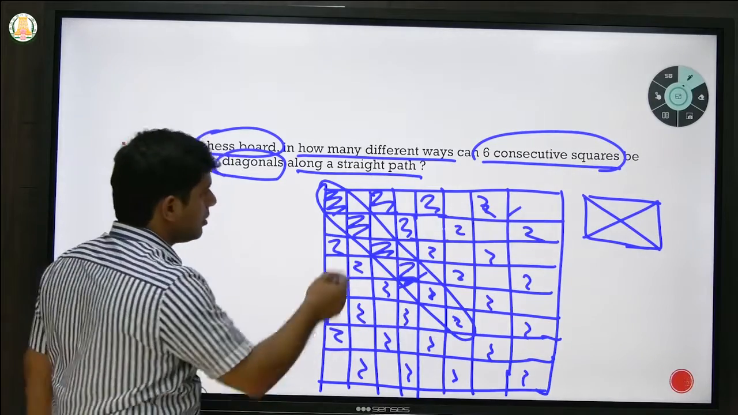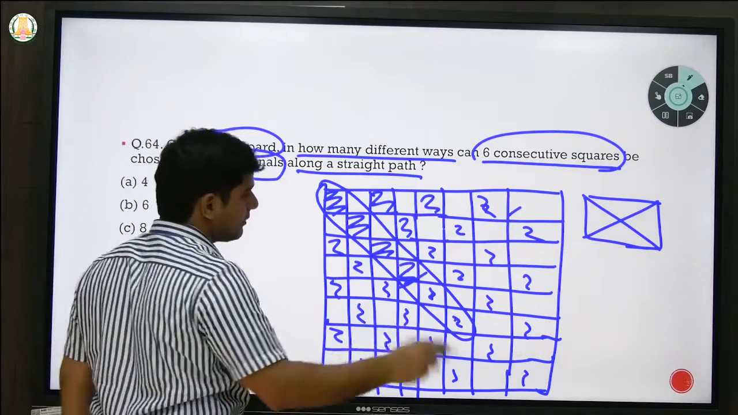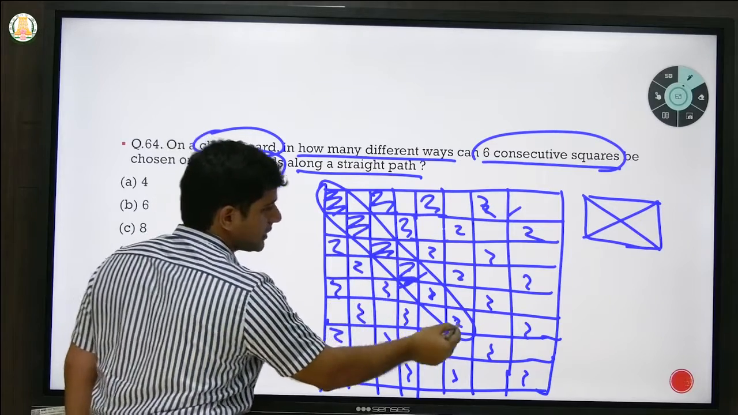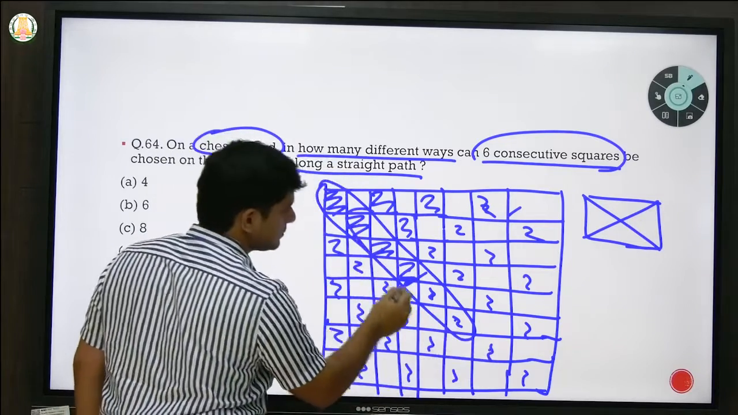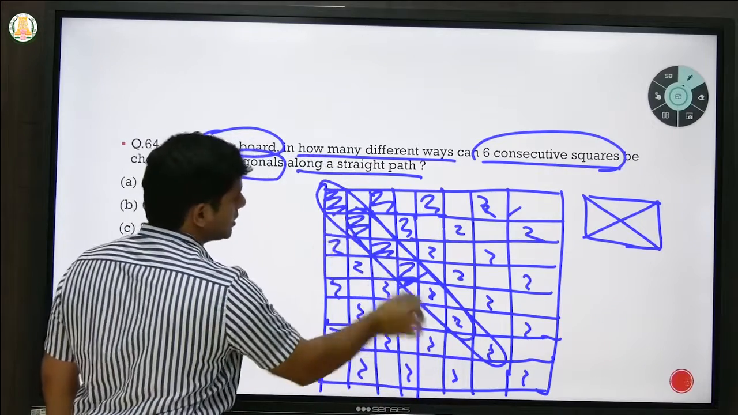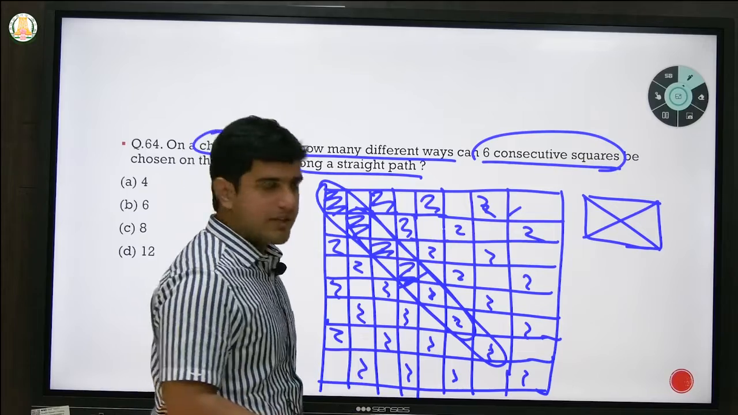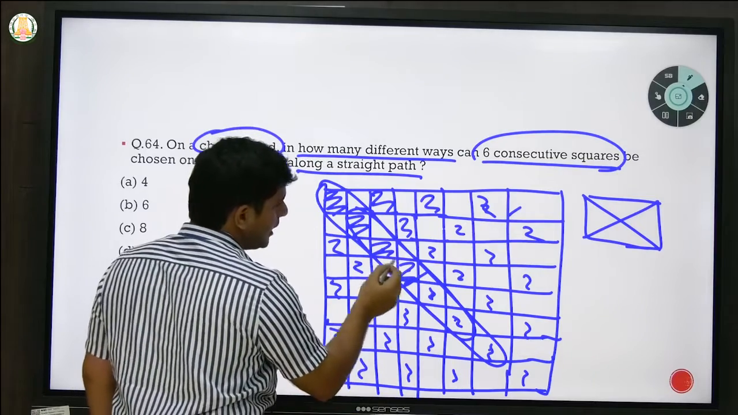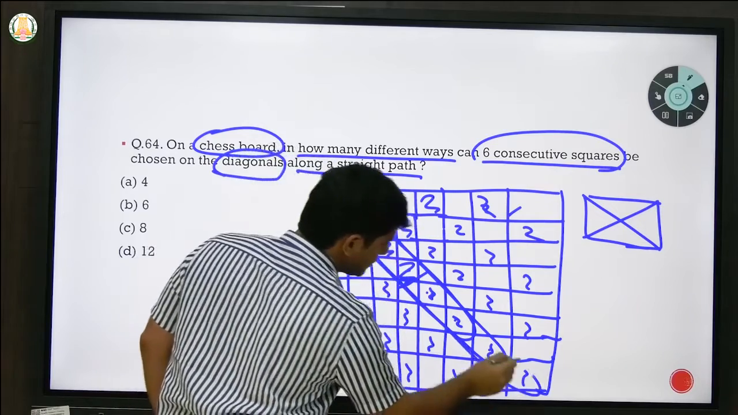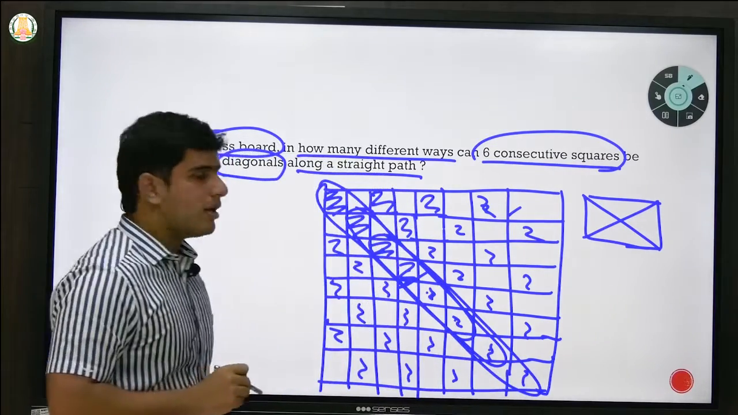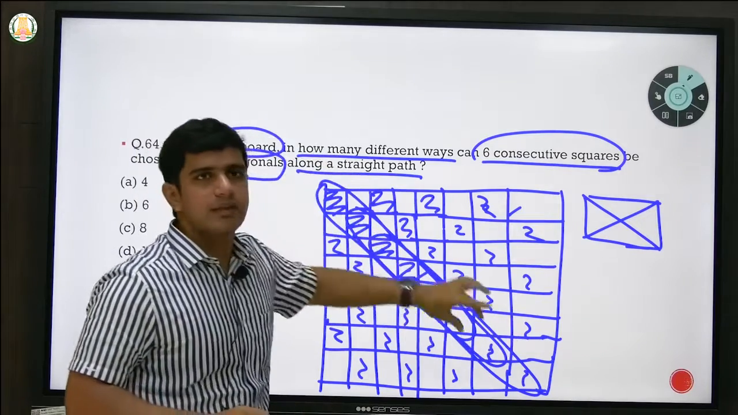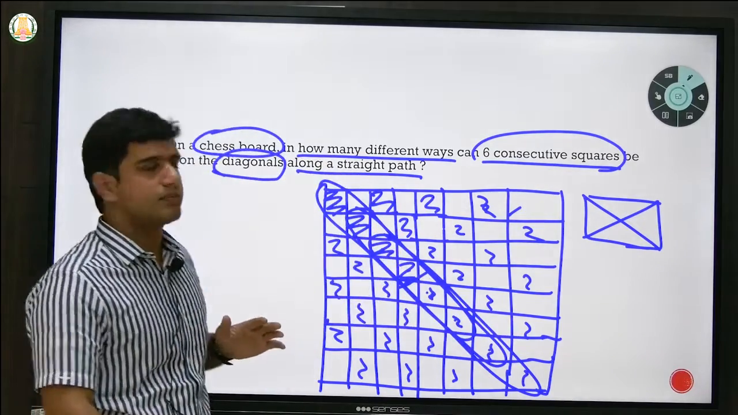So, this is one set. Now, we will go again. This is 1, 2, 3, 4, 5, 6. But if you start from square 2, 2, 3, 4, 5, 6, 7, you have another set here. Yes, this is a different set from this. This is 1 to 6, this is 2 to 7. That is a different set. Now, if you go again, 3, 4, 5, 6, 7, 8, this is another set. So, on one diagonal, you can find 3 different sets of consecutive squares.